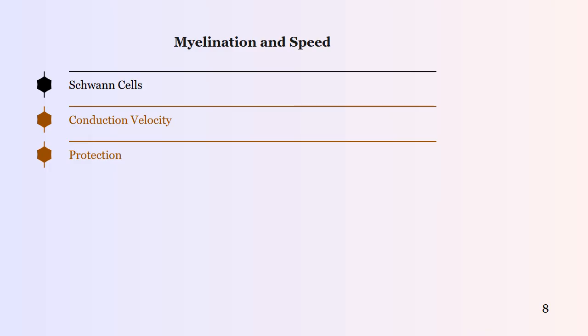8. Myelination and speed. Schwann cells. In the peripheral nervous system, these cells wrap around motor axons to form the insulating myelin sheath. Conduction velocity. Myelination allows motor commands to travel at speeds up to 120 meters per second, ensuring near instantaneous reactions. Protection. Beyond speed, the myelin sheath provides structural support and protection for the long, delicate axonal fibers.